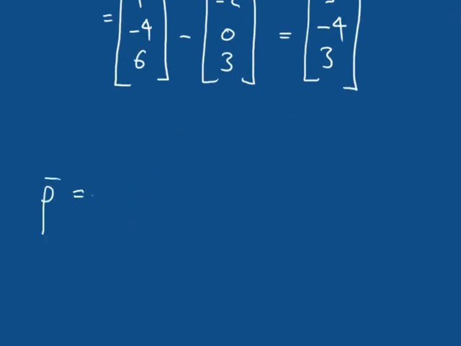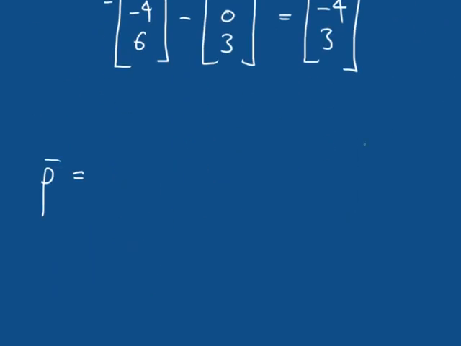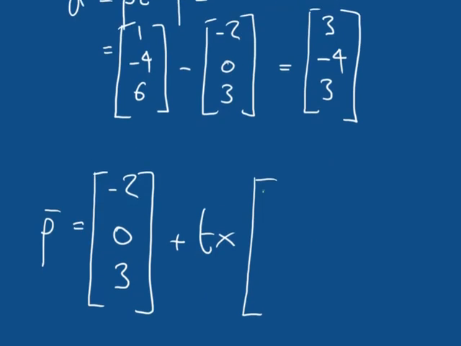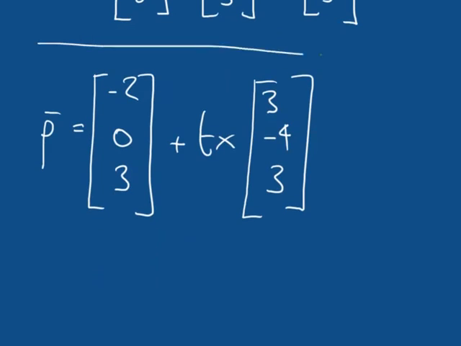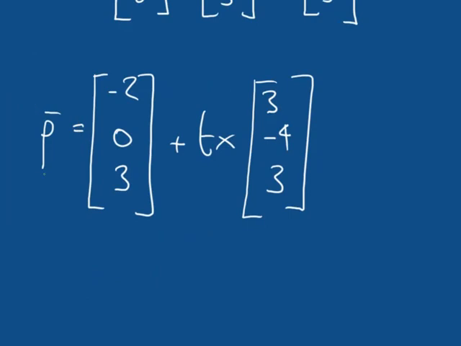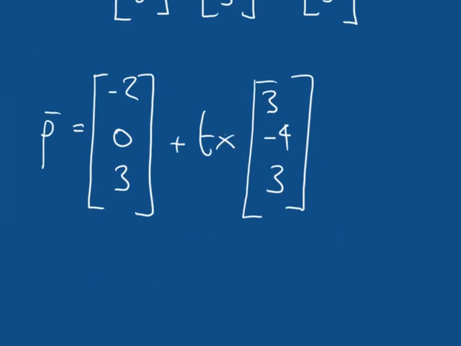Which means our equation here can become P is equal to P1, which is (-2, 0, 3), plus T multiplied by D, and D was (3, -4, 3). So in our case, this is a vector equation that represents our straight line. We're saying a point on the line as represented by the position vector P is equal to the vector (-2, 0, 3) plus some scaled version using the parameter T of our direction vector (3, -4, 3).